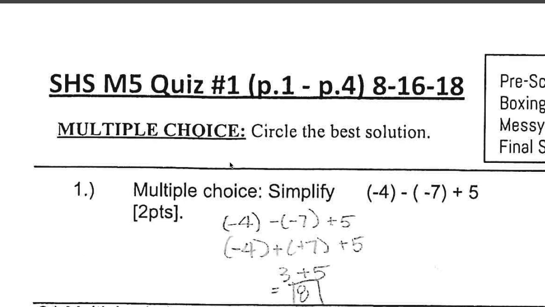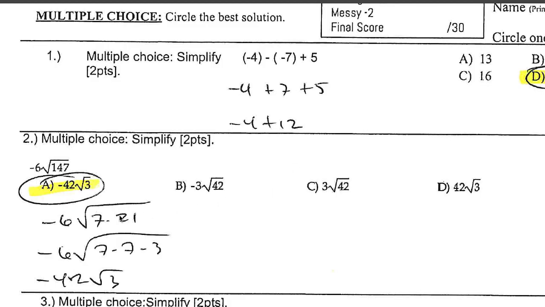Here's a good example of a student who changed the opposite of a negative sign to a positive sign, and they even show the work. I like that. For this question, simplify. You have -6 times the radical square root of 147.